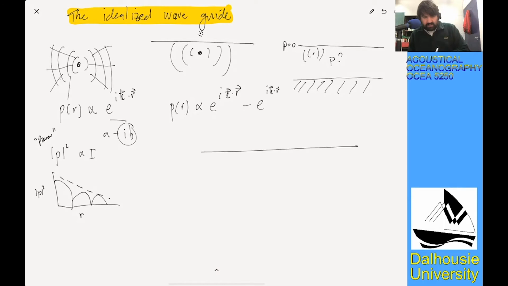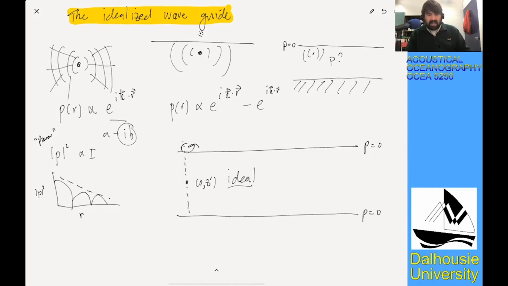We want a waveguide that has a surface and a bottom. And one of the ways we can do that very simply is to talk about the idealized waveguide. How do we make it ideal? Well, we make the boundary conditions very simple. So let's do a pressure release at the surface, pressure release at the bottom. We're going to place a source at the origin. We're going to say that the environment is axially symmetric around this origin.